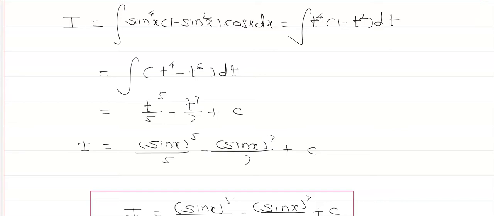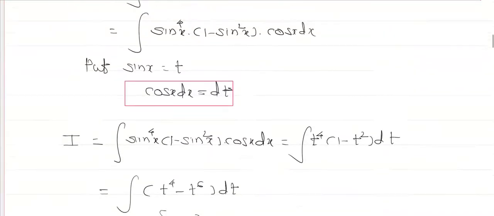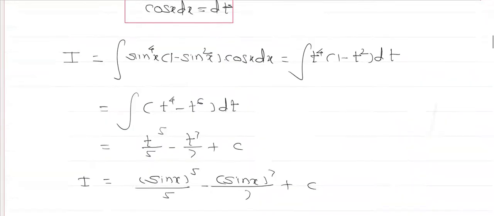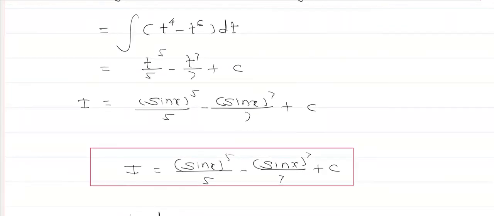And we replace the value of t there again. What was our t? t means sin of x. Therefore our answer is I is equal to sin of x raised to 5 upon 5 minus sin of x raised to 7 upon 7 plus c, and in this way you are getting this answer.